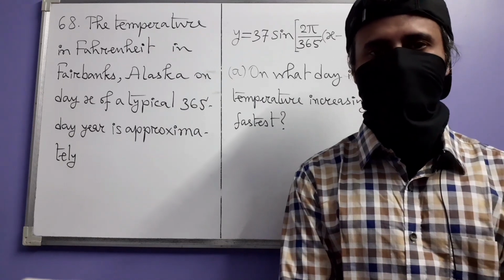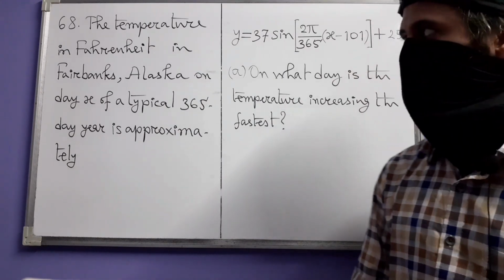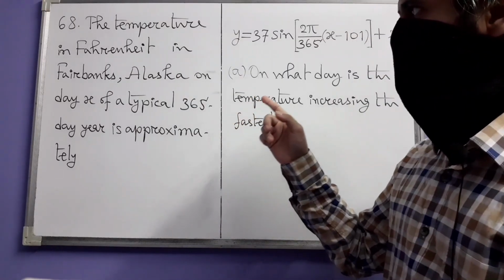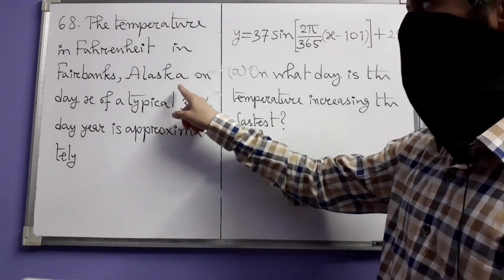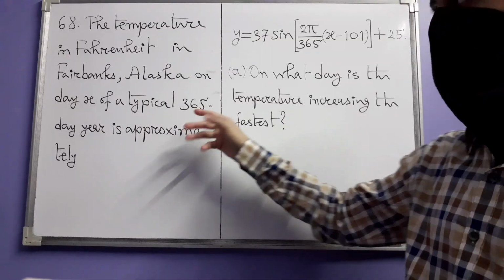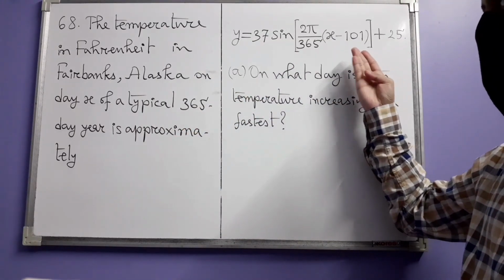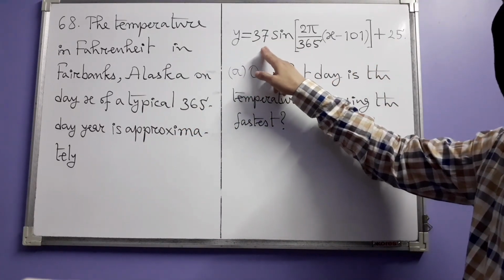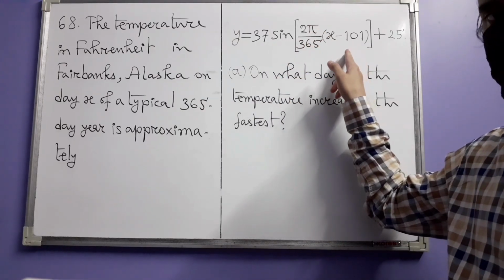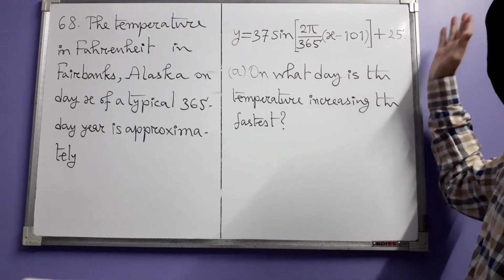Next we see some problems involving theory. Let's see this number 68. The temperature in Fahrenheit in Fairbanks, Alaska on day x of a typical 365 day year is given by this general sine curve: y equals 37 sine of 2 pi divided by 365 times x minus 101, plus 25.